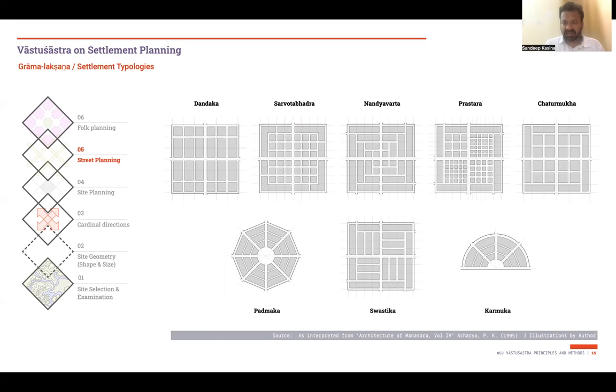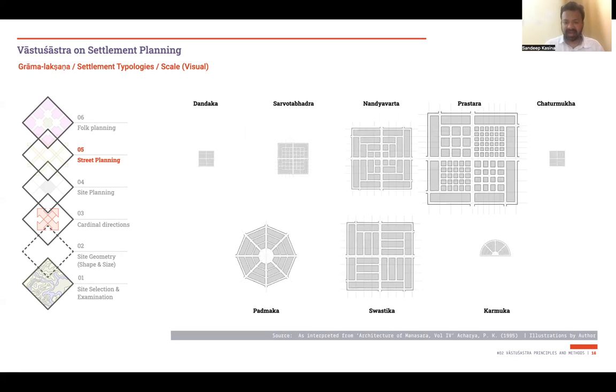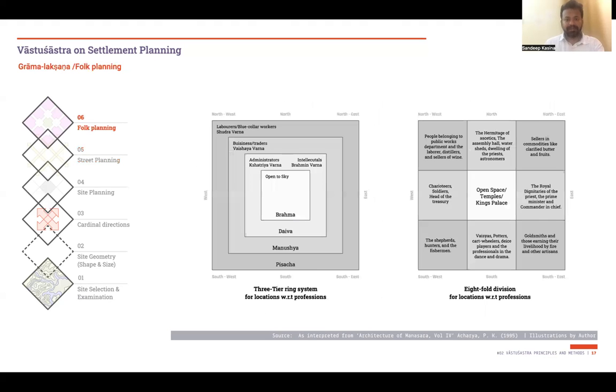To understand the basic scale, we can see the variations of the basic module, the least module. Dandaka, Karmuka, Chaturmukha, and Sarvatobhadra become the smallest possible settlement layouts, and Prastara, Swastika, Padmaka, and Nandyavarta become very large city-level layouts with higher population densities. There is one more important system of growth planning that we have to understand. Two approaches have been mentioned in Vaastu Shastra: one is the three-tier array system, which we will mainly be discussing further, and the other is the eightfold division cycle.